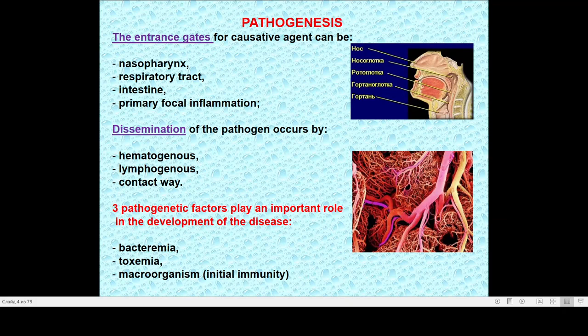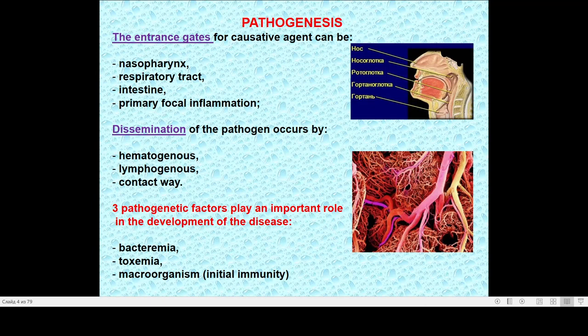Pathogenesis for different kinds of meningitis, meningoencephalitis includes first of all the entrance gate for the causative agent. Due to the rich number of diseases that may provoke meningitis, meningoencephalitis, these are very different. For meningococcal infection, first of all the respiratory tract, nasopharynx. For some infections, it may be the intestine or through the skin, but in each case, after primary multiplication at the entrance gate, there will be dissemination of the pathogen, which may be realized through the blood, a hematogenic way of dissemination, maybe a lymphogenic way, and maybe a contact way of dissemination.